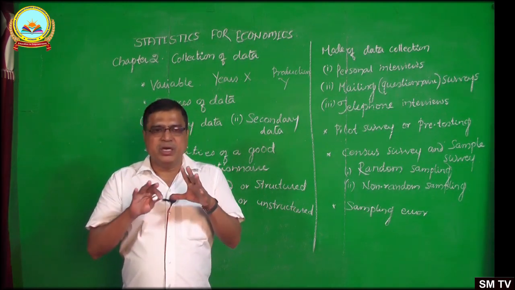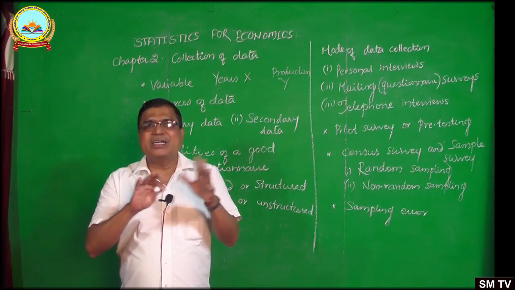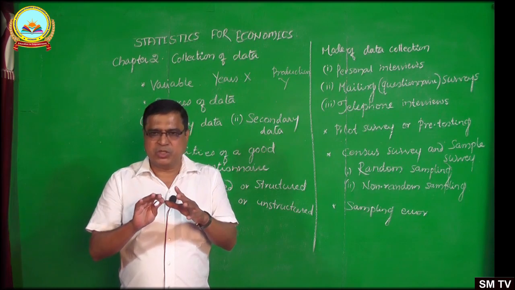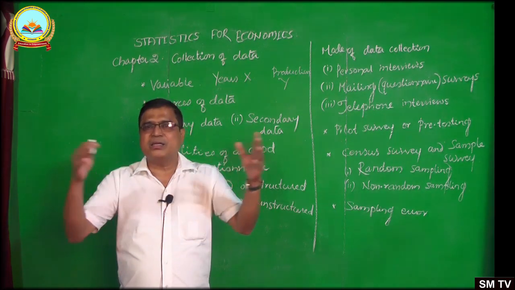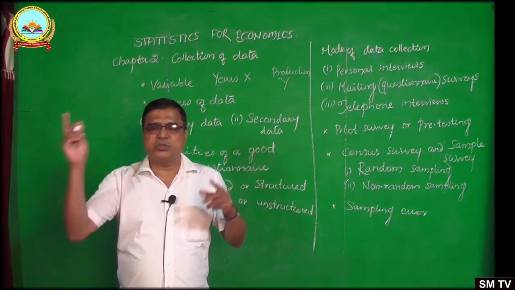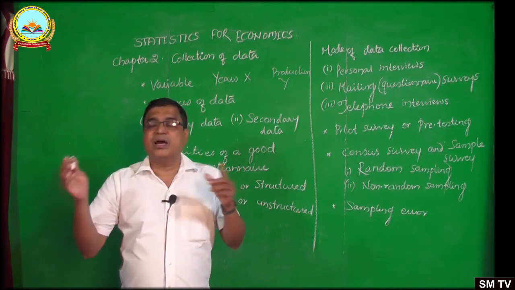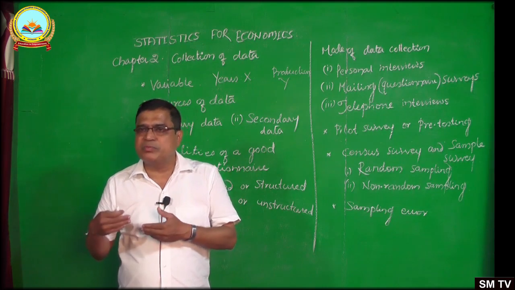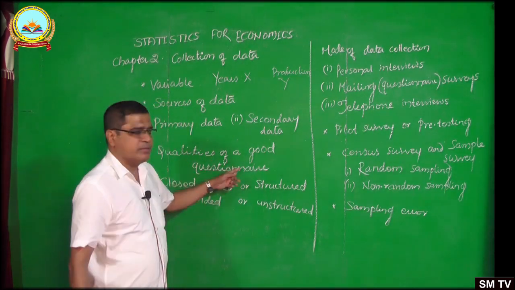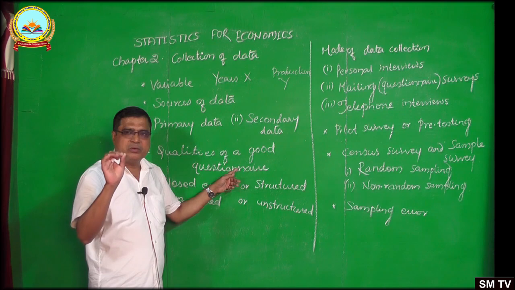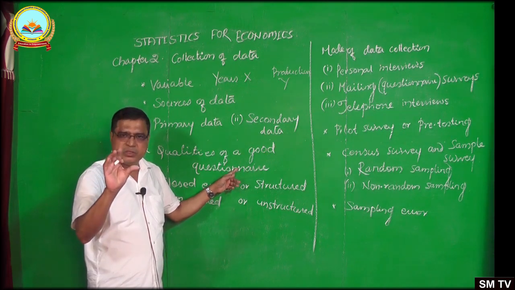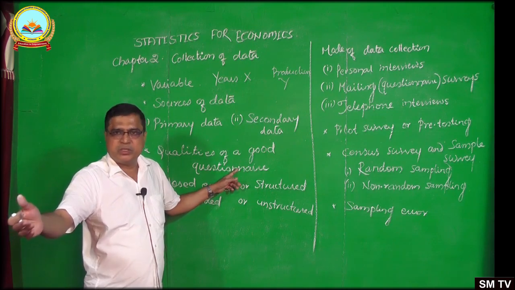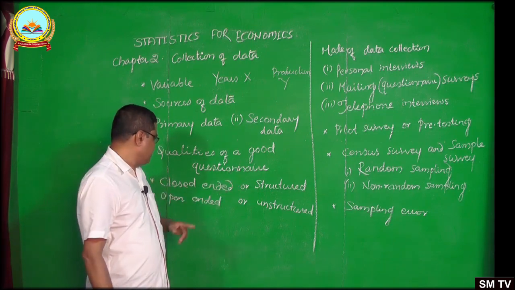That means you should not have alternatives. The direct answer should be given. The question should not give rise to alternative answers. So there should be only one answer for that, and these are the salient or important features of the questionnaire. Now we understood what a questionnaire is. It's a set of questions that has to be asked of the respondents by the enumerators.